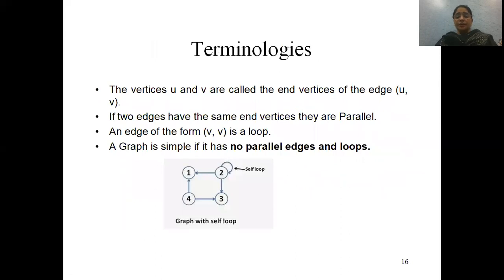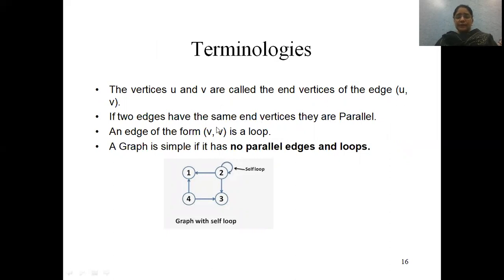Now these are the terminologies of graph theory. An edge can be represented as (u, v), where u and v are two nodes. It shows that there is a link between u and v. These are the end vertices of that edge, u and v.